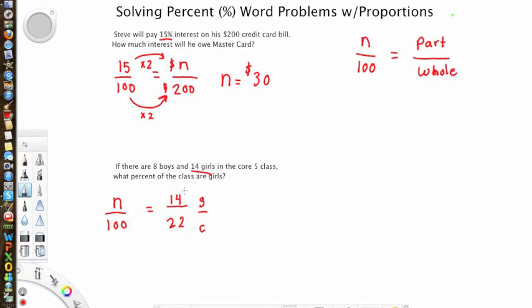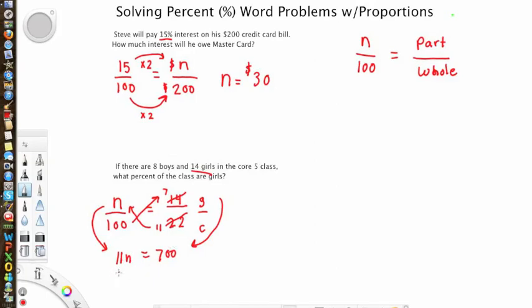Let's see if I can reduce this fraction. 14, I can factor a 2 out of that, and that'll be a 7. If I factor a 2 out of 22, I have 11. 100 to 11. Ratio reasoning isn't working, so I'm going to put that on the back shelf for now, and I'm going to go to my sure thing, cross multiplication. I'm going to do 100 times 7, which gives me 700. And then 11 times n gives me 11n. So I have 11n is equal to 700.